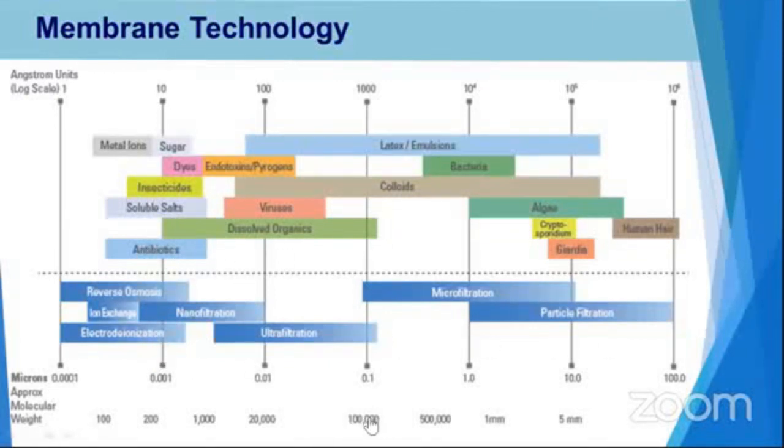For the ultrafiltration membrane, which has a bigger pore, 0.01 micron, you can remove particles up to 20,000 molecular weight, which I have explained during the previous slides. You can see algae and bacteria, and these are the applications. From here, you can understand which membrane is selected for which type of removal.